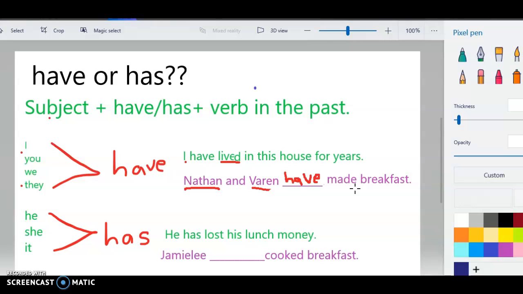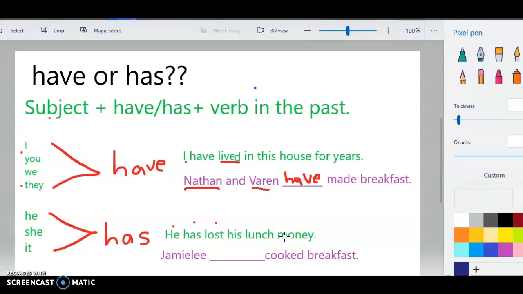Now let's look at the other examples when we're using has. So he, she, or it. He has lost his lunch money. We're using the subject he, have or has, and the verb in the past tense, lost. So once we're using he, she, or it, or we're referring to he, she, and it, we need to use has. He has lost his lunch money, which means he lost the lunch money.